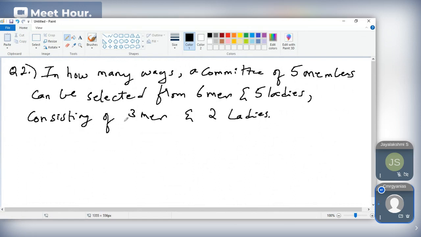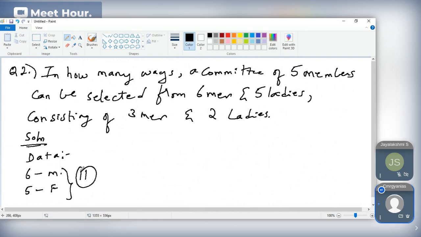So here what they are telling. In the solution, let us put the data. In the data, whatever they have given, 6 men are there, 5 female are there. So total 11 people. So here our total n is 11. In this 11, they are telling I have to select a committee which will have 3 men and 2 ladies. See how many ways I can do. That is what they are asking.